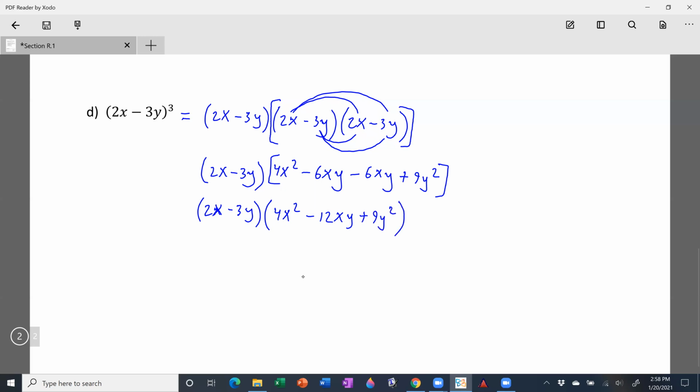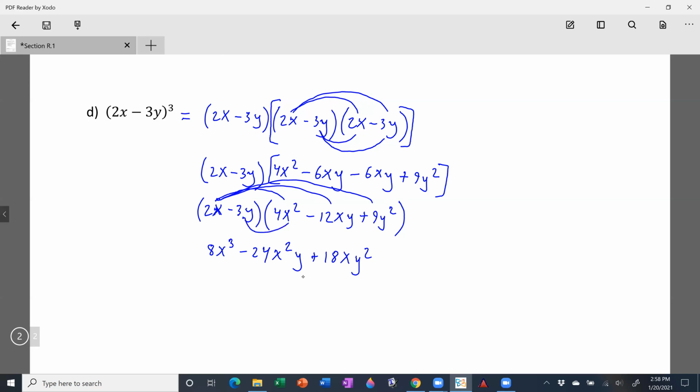All right, now let's do the super FOIL where we have to distribute each piece onto each piece. So 2x times 4x squared is 8x cubed. 2x times negative 12xy, be careful, that's going to be negative 24. There's 2 x's multiplying together, so that becomes squared. And then there's the y. Okay, and then the 2x times that 9y squared is going to be plus 18xy squared. Okay, then move over and do the next one.